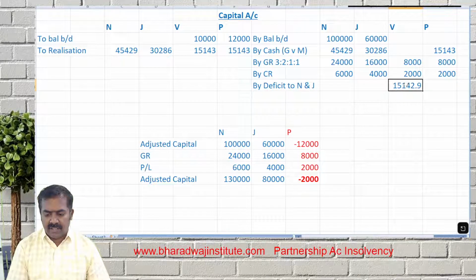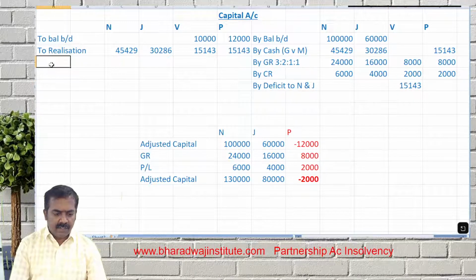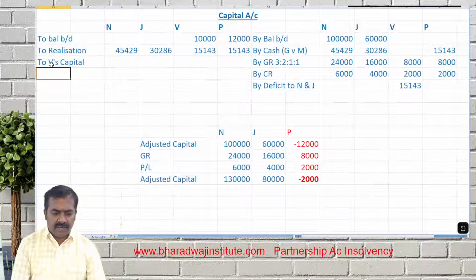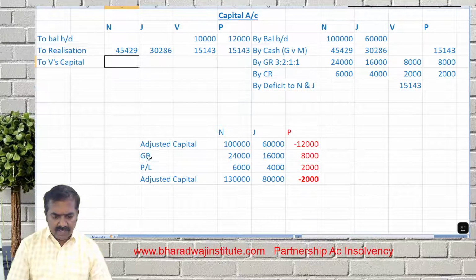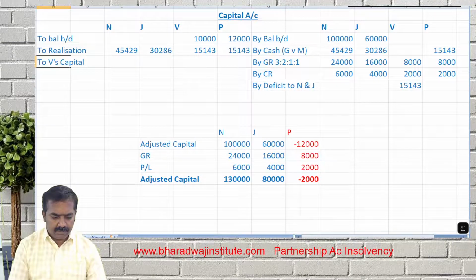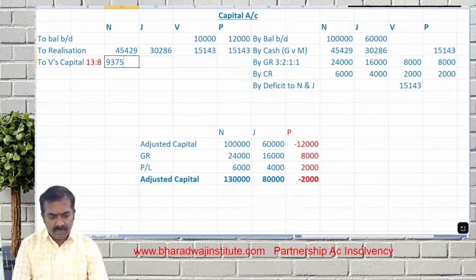The exam always checks the other partner's amount also. 15,143 should be borne by the remaining partners. That is V's capital for N and J. What is the adjusted capital ratio? 13:8. 13:8 is the ratio.